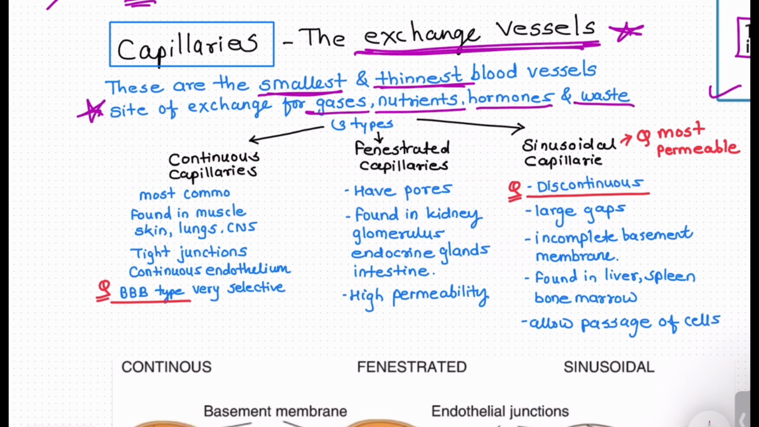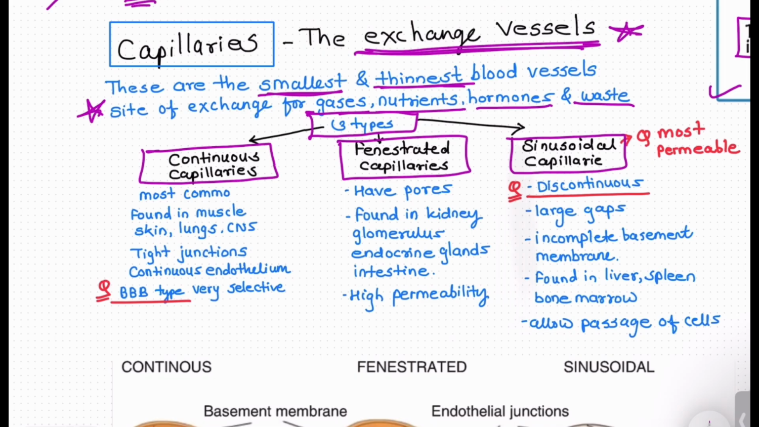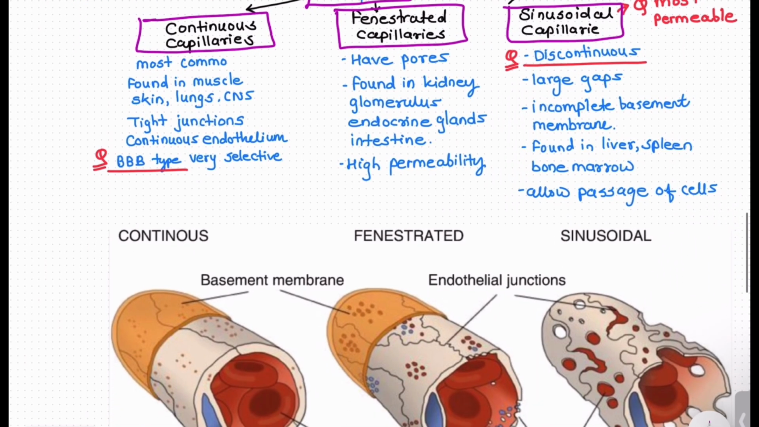Then there are three types of capillaries. The first one is continuous capillaries, the second one is fenestrated capillaries, and the third one is sinusoidal capillaries. I will show you a diagram, then you can understand it better.